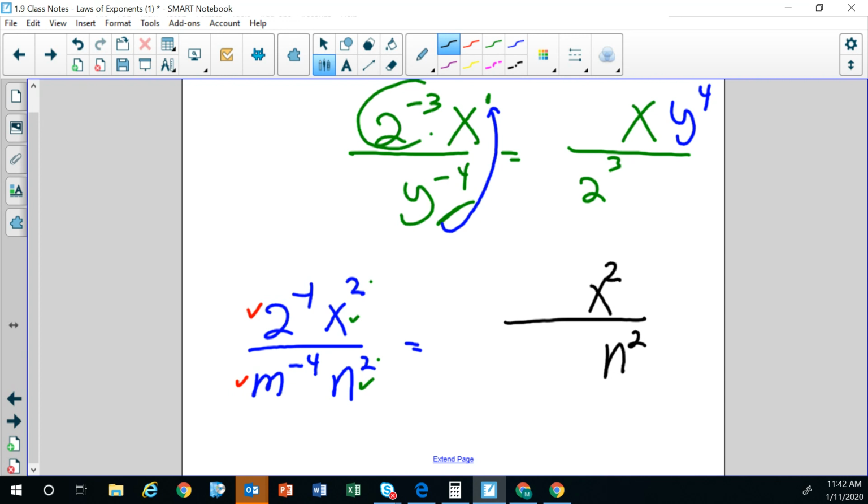The 2 to the minus 1 power goes to the bottom, and that becomes 2 to the 1. We change the sign to positive 1. The m to the negative power 4 goes to the top, and we change the sign to positive. And that becomes m to the positive power 4. All right? So that's how we deal with negative exponents. The goal is to make them positive.